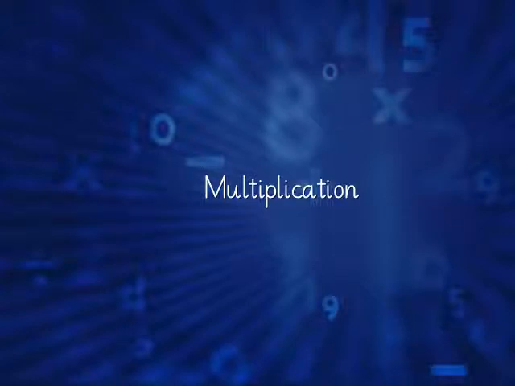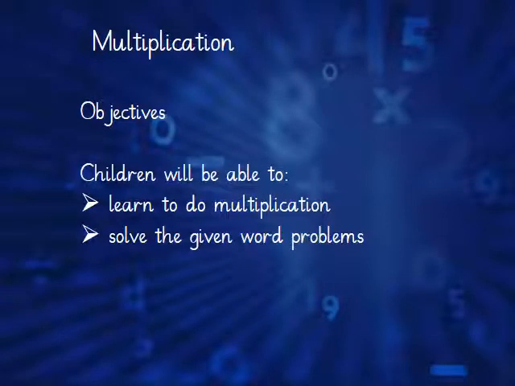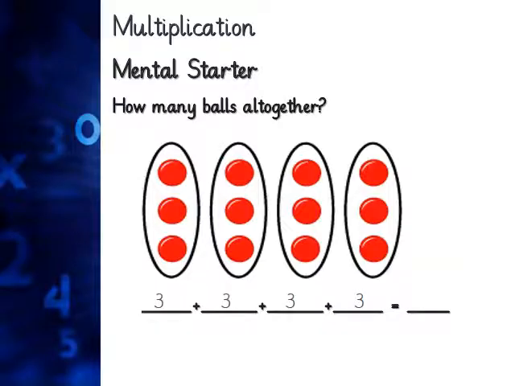Multiplication. This is the fourth chapter of the mathematics textbook, grade 2. Objectives for today's lesson are: children will be able to learn to do multiplication and solve the given word problems. Alright children, let's start our lesson with the mental starter.